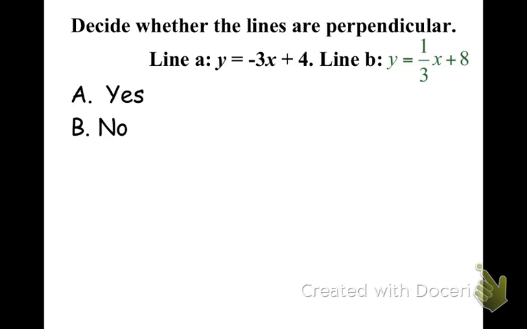Okay, decide whether the lines are perpendicular. Now we have their equations. Y equals negative 3x plus 4 for line A. The slope there is negative 3. Line B, y equals 1/3 x plus 8. Opposite and reciprocal slopes. Yes, the lines are perpendicular.